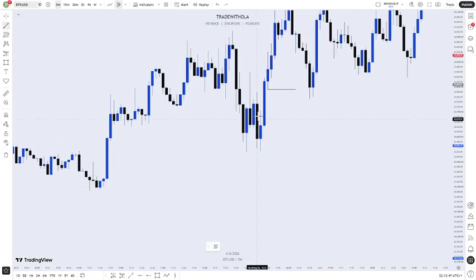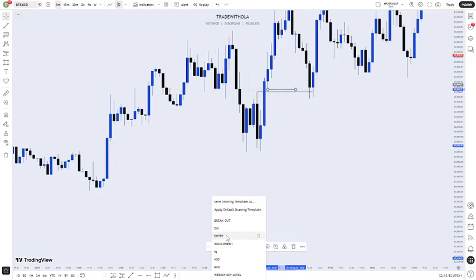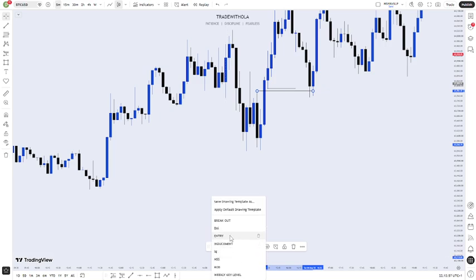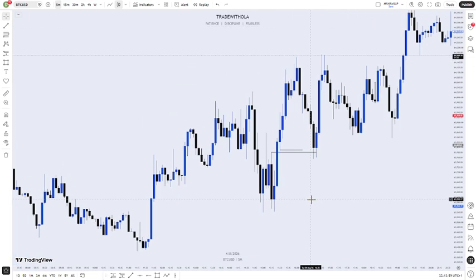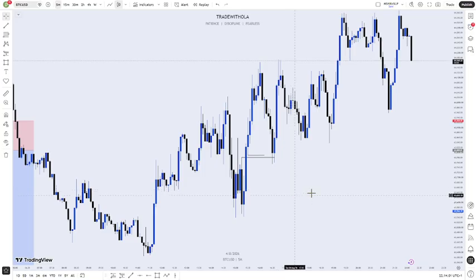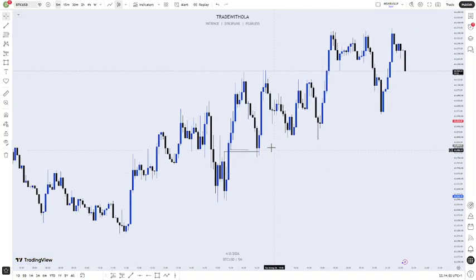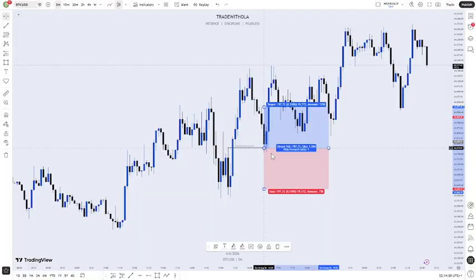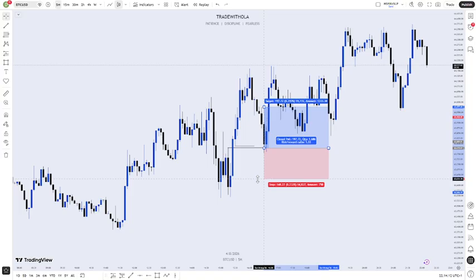So you see me do something like this for my entry. Sorry, let me do this as inducement and my entry. All right, so I waited for price to come back to that zone for me to take my trade. Okay, now immediately I saw that this was my second trade for today. So I took a buy from here. My stop loss was around this zone here.